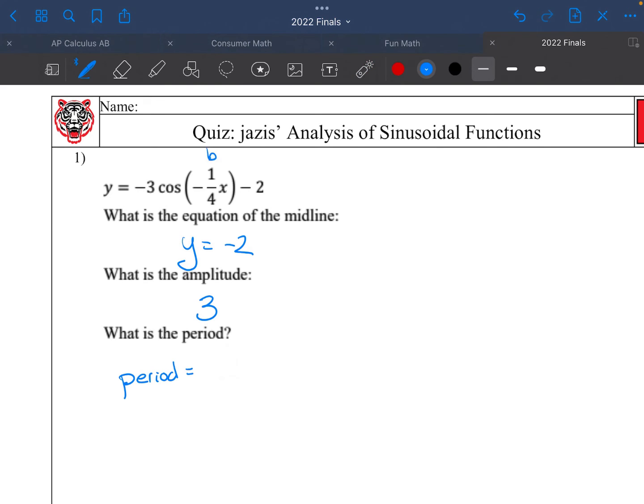I'm going to say the period is 2 pi over b. 2 pi divided by b. I'm pretty sure that's right. Yeah. So in our case we have 2 pi divided by 1/4. Again, ignore the negative because period can only be positive. It's a distance. Right now, I really have a fraction within a fraction. I have 2 pi over 1 divided by 1/4. So I'm going to keep it, change it, flip it, and I get 8 pi for my period.